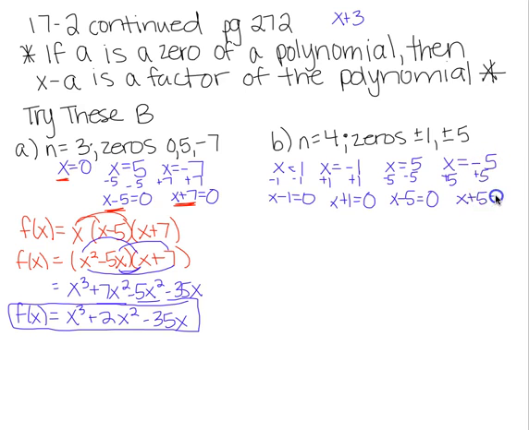All right, and you can see how I worked that out. So now my little equations are x minus 1 equals 0, x plus 1 equals 0, x minus 5 equals 0, and x plus 5 equals 0. So when I have those, that tells me what my factors are, because my factors are what's on the left side. So once I have my factors, I write out my polynomial in factored form. So x minus 1 times x plus 1 times x minus 5 times x plus 5.